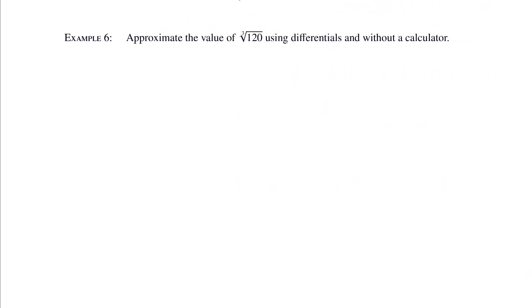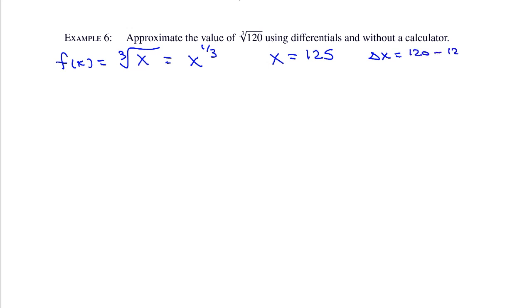All right, in Example 6, we have the cube root of 120. We want to do that using differentials. So the function is the cube root of x, which is also written as x to the 1/3 power. The closest perfect cube to 120 is 125. Since that's ahead of 120, that makes delta x 120 minus 125, which is negative 5. So you can't have a negative on the delta x. It just means you're going to the left.